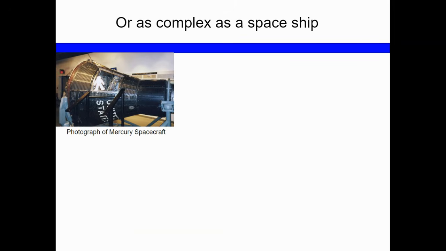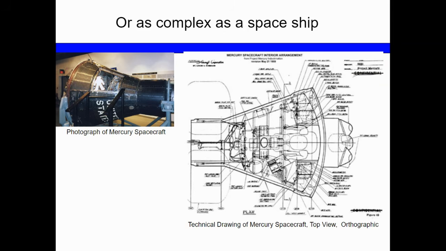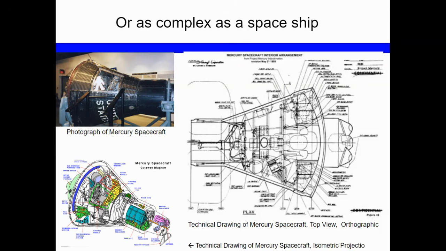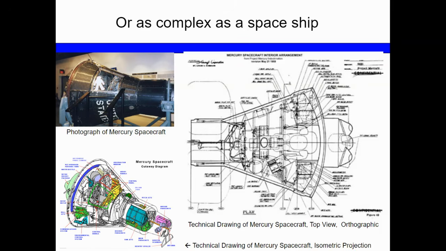Here's a photograph of the Mercury spacecraft. Here's a technical drawing of that spacecraft from the top view, the orthographic view. And here's a technical drawing of the isometric projection, showing all the interior and exterior elements of that drawing. So you can see the cutaways, you can see how it would look from the top, and you can see how it's going to look isometrically from the sides.